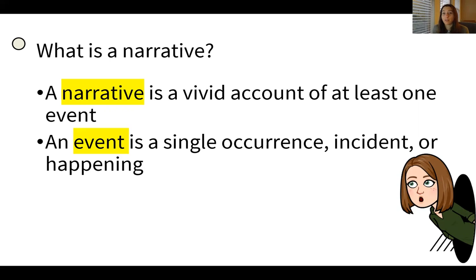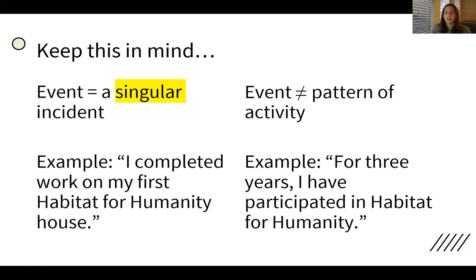I'm going to show you an example of what that looks like. So again, we want to concentrate on a singular event, as in, I completed work on my first Habitat for Humanity house. Check mark. It took place on a specific time, day, and place. What we don't want for our essays is a pattern of activity. For example, for 3 years, I have participated in Habitat for Humanity. Okay, we really want to narrow that down quite a bit.